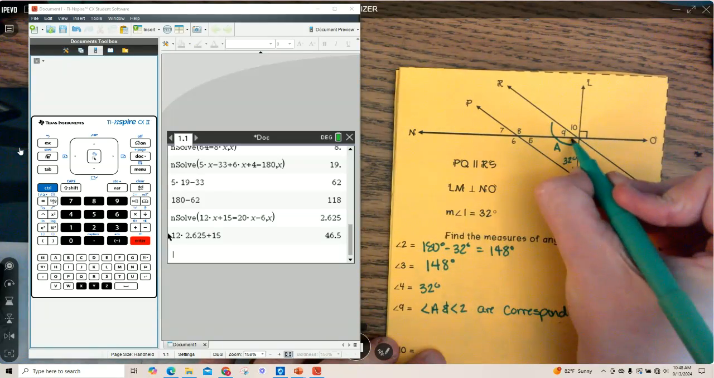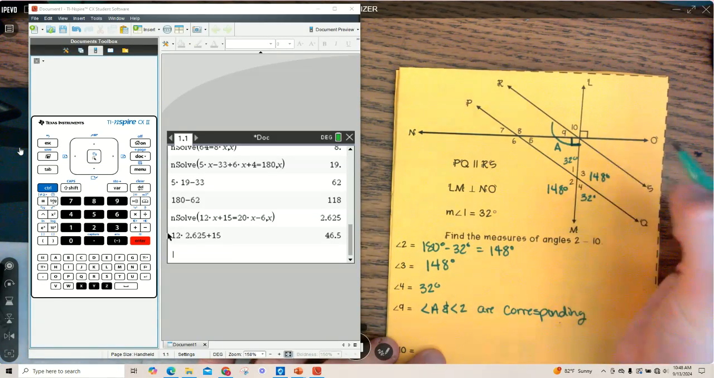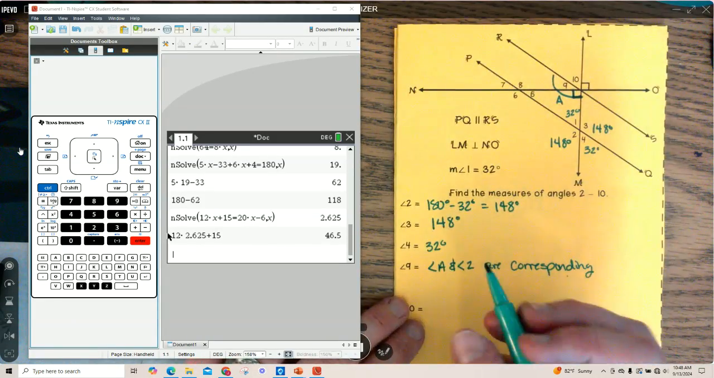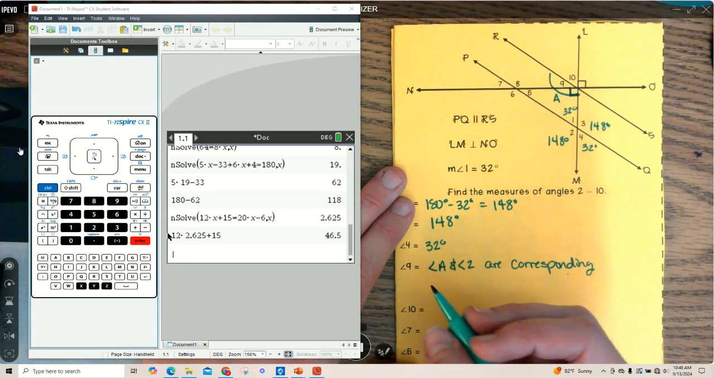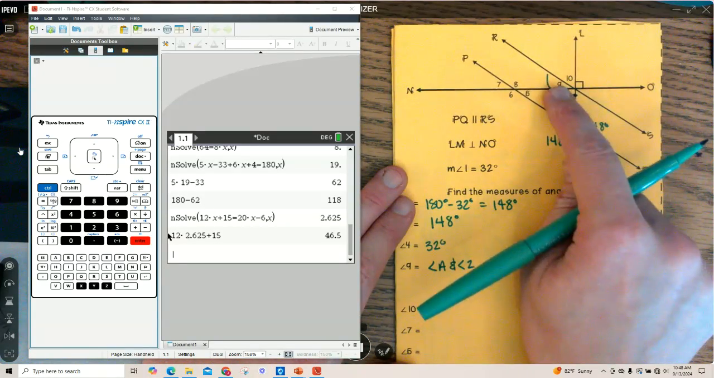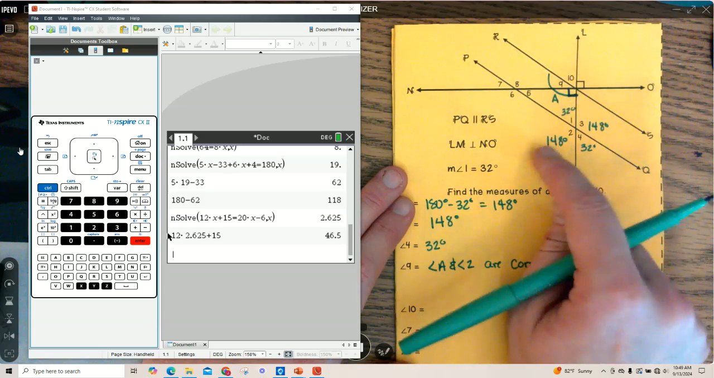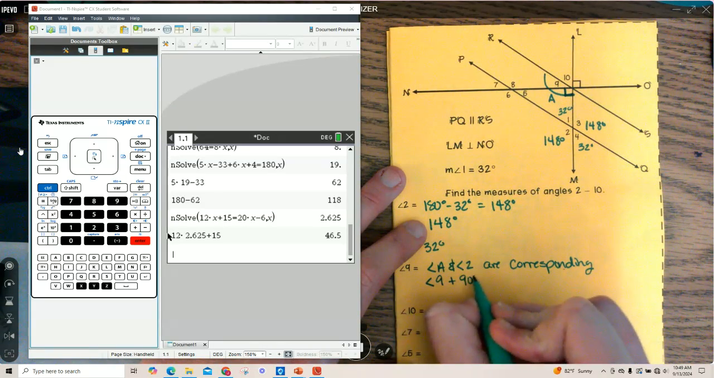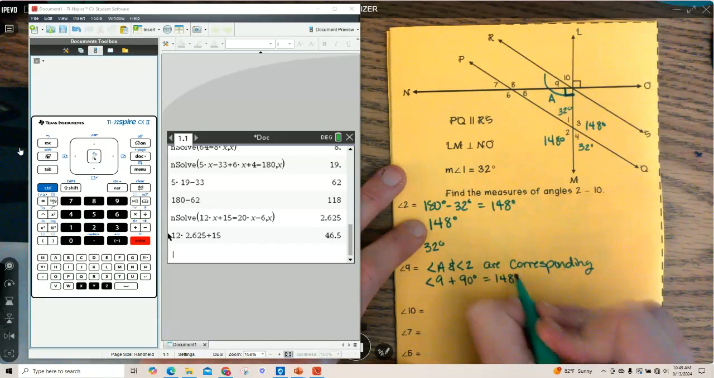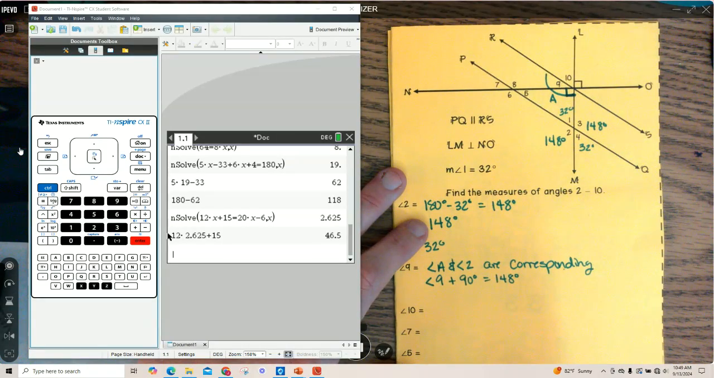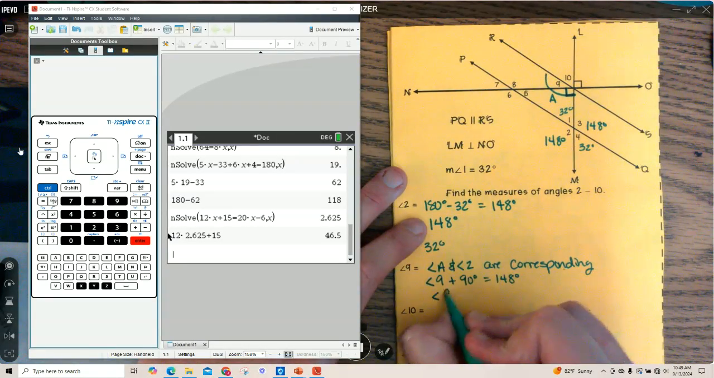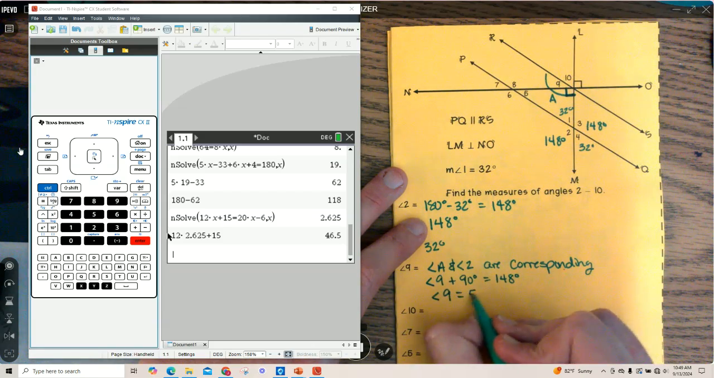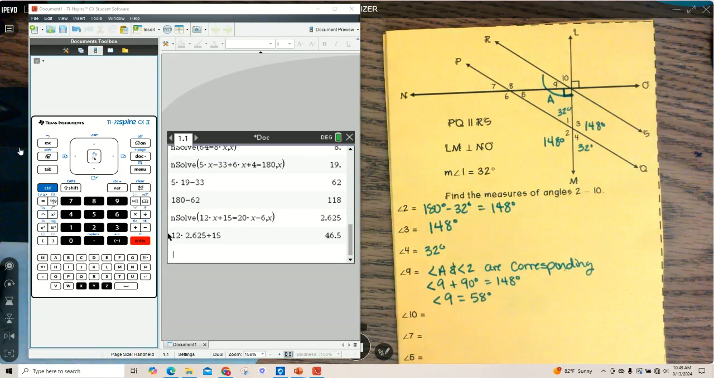We know that this part of the angle right here measures 90 degrees. So we know that angle 9 plus 90 degrees has to equal 148 degrees, which means angle 9 is going to be 58 degrees. So sometimes you have to look at these a little closely to make sure you're answering what it's asking.